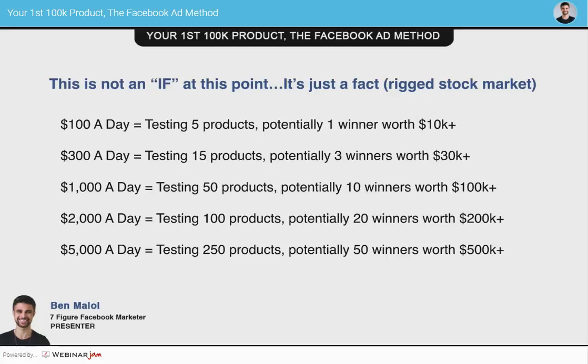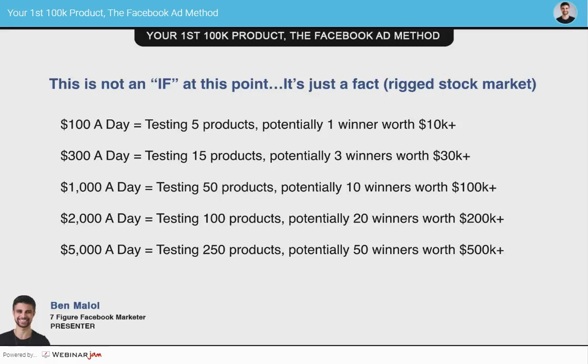It's stats, it's math. You pour in $100 a day, you're testing, let's say, 5 products with $100 a day. You can probably test more than 5 products, but let's say 5. Potentially, one winner will be worth $10,000 plus. So you put $100 in, you tested 5 products, and 1 winner came out worth $10,000 minimum. Let's say you put $300 in, you're going to test 15 products, and potentially have 3 winners worth over $30,000. Let's say you put $1,000 in, you're going to test 50 products, 10 winners worth over $100,000. You put $2,000 a day, that means you're testing 100 products.